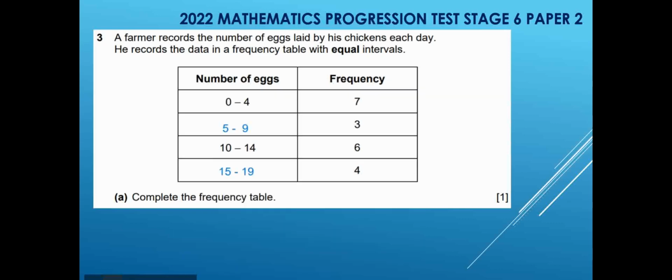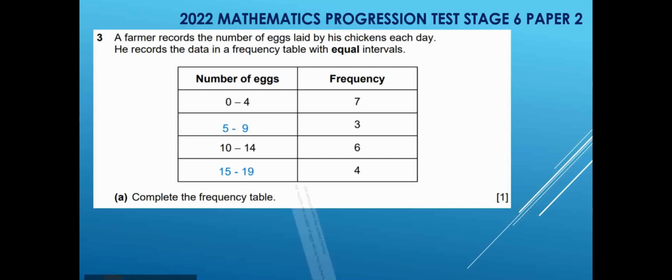So let's check the answer. It's 5 to 9 for this one, and then 15 to 19. So we see this is 0, 1, 2, 3, 4. Then this should be 5, 6, 7, 8, 9. So we have to make the same interval, which differs by 4 for each interval. That's how we complete the table.